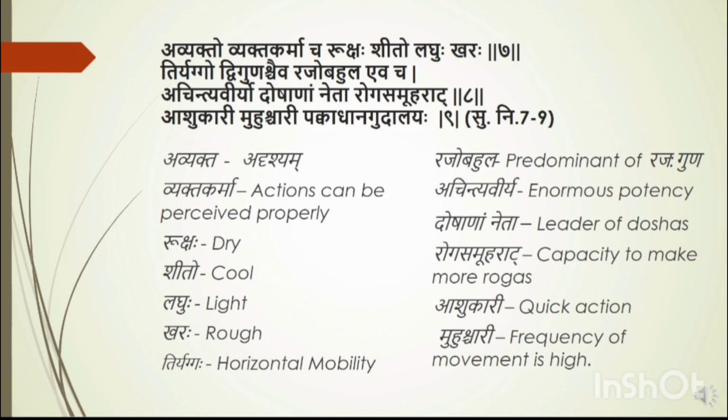Here Vata Dosha is predominant in Rajaguna. As we all know, the three gunas are Sattva, Raja and Tama. Next one is Achintya Virya, that which is having enormous virya, potency. Next one is Doshanam Neda, it is the leader of doshas. Roga Samoharat, that which is having the capacity to cause more rogas. Next is Ashukari, means that which is quick in action. Next is Muhuschari, means frequency of movement is high.